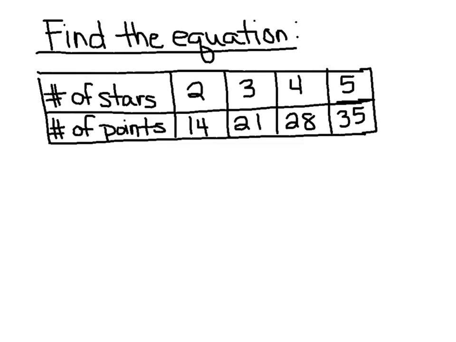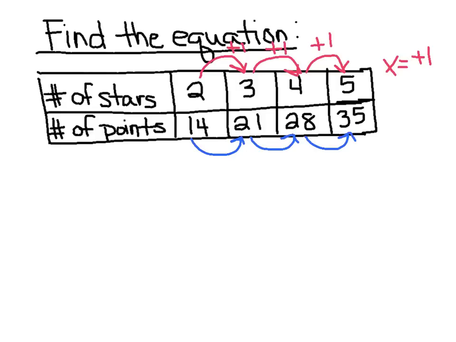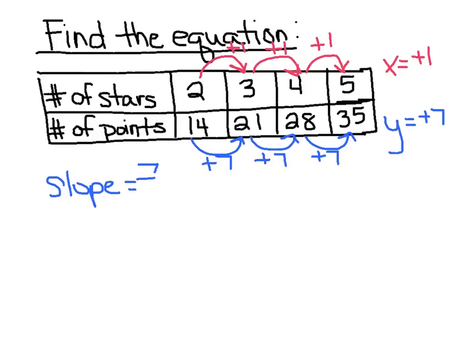So if I want to solve this, I'm going to find the patterns within the tables. So from 2 to 3, 3 to 4, 4 to 5 is to add 1, add 1, add 1. So my x change is to add 1. My y change on the bottom of the table, to go from 14 to 21, I add 7 each time. So my y change is to add 7. So my slope is going to be 7 over 1.